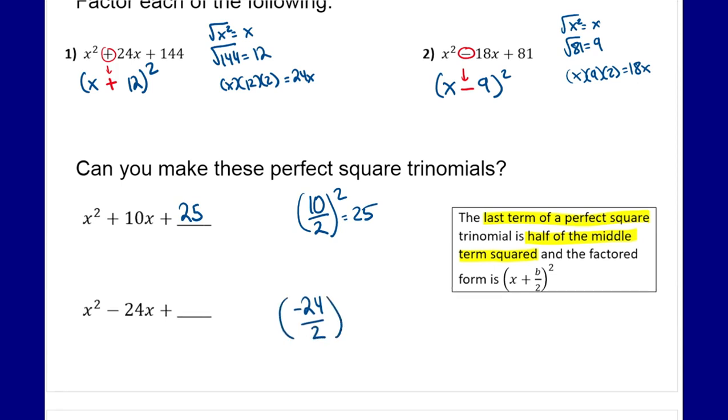With the last one, negative 24 divided by 2, squared, so negative 12 squared is 144. So if I make the last term 144, I could factor it as a perfect square trinomial. And we want to know this relationship because it's going to be useful when we're trying to find the max or min.